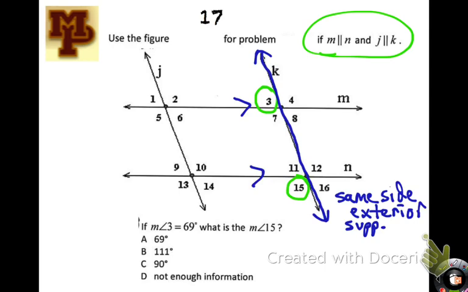Since they add up to 180, we can just do 180 minus 69, and that'll be how much angle 15 is. So let's do that. How much is that? 111, if I did that right. Yeah, so 111.